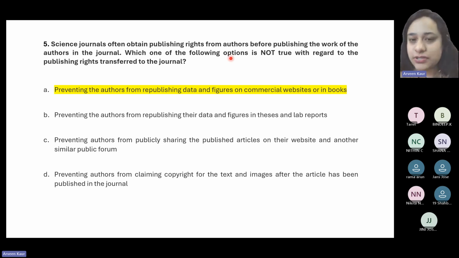I think the question is not framed correctly. That is why I got confused. Which one of the following options is not true with regard to publishing rights transferred to the journals?